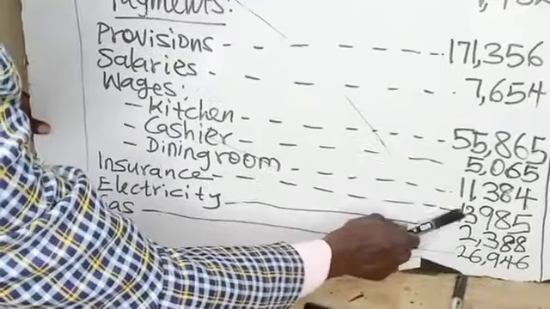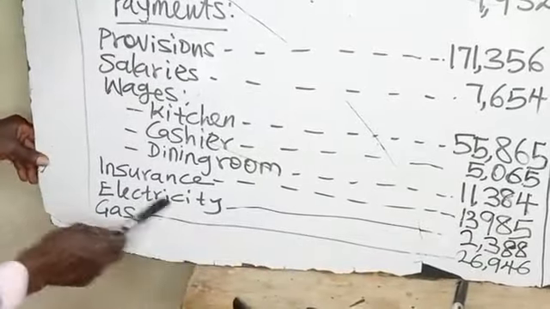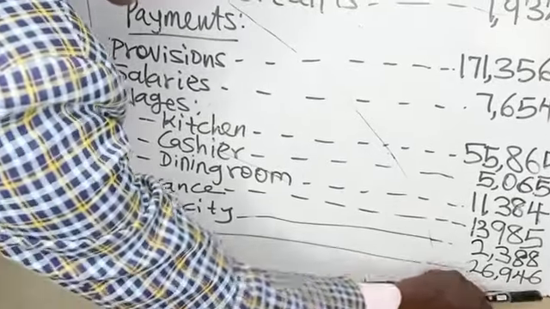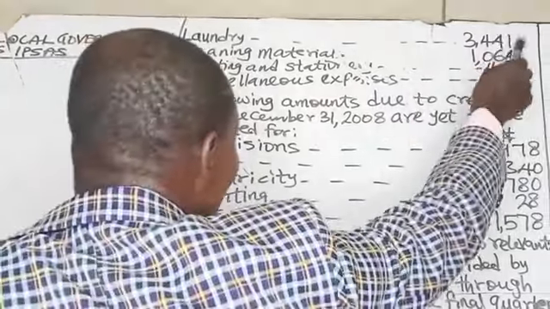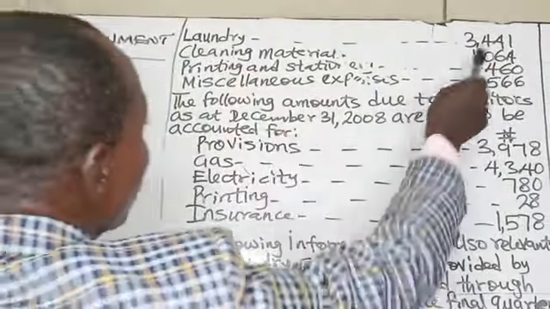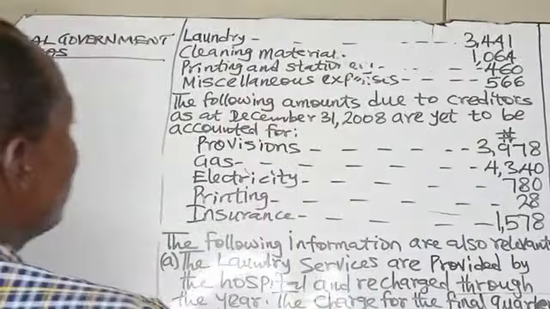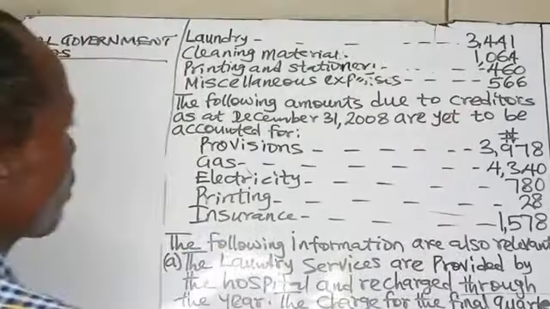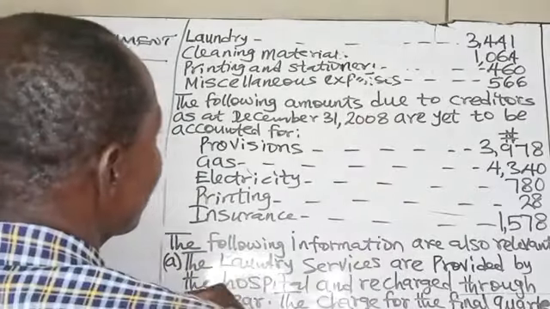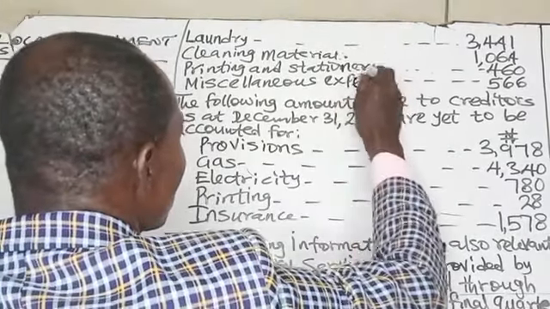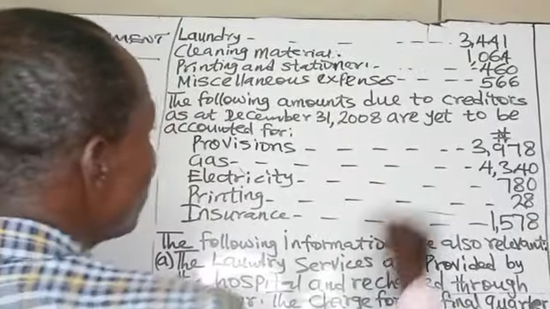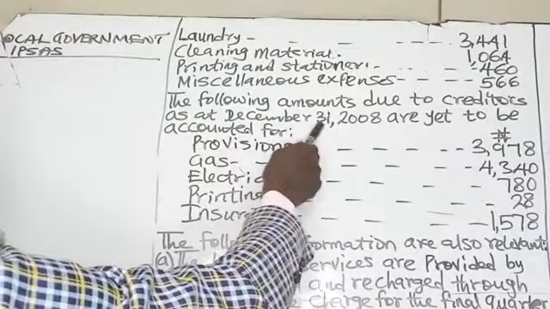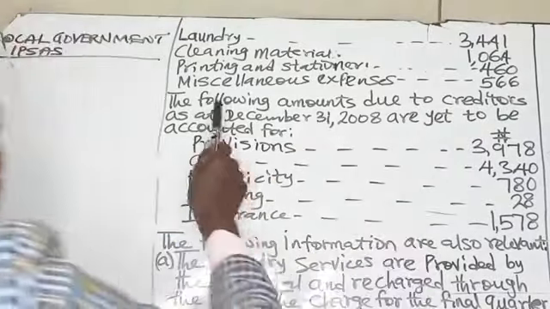Insurance, 13,985. Electricity, 2,388. Gas, 26,946. Laundry, 3,441. Cleaning materials, 1,064. Printing and stationery, 460. Miscellaneous expenses, 566. The following amounts due to creditors as at 31st December 2008 are yet to be accounted for.